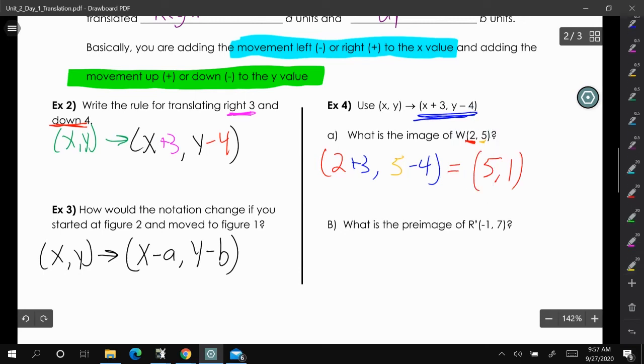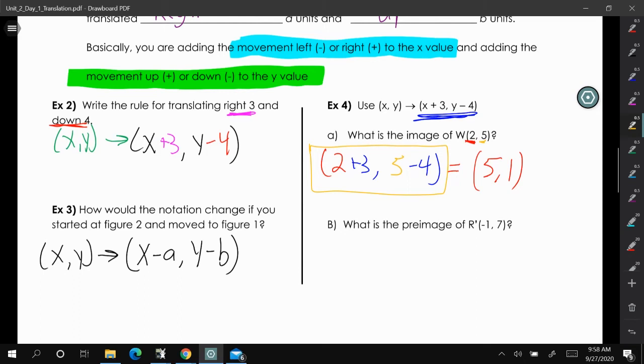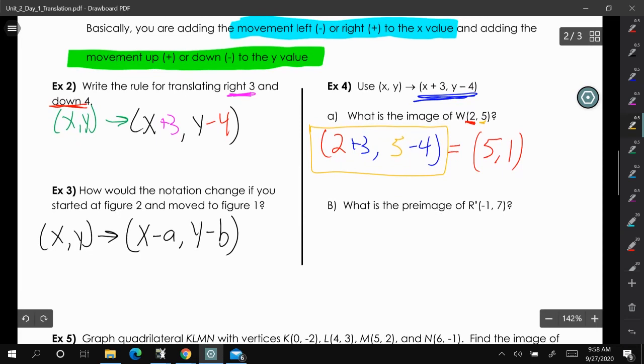So for the first couple, I'm going to be writing this out just so you can see how it works, but after a while we can just add these in our head and write down the answer. Now, example B, you have to be careful with, because it says what is the pre-image. So we're given the final one, we're given r prime after we do this translation. So we have to go backwards.